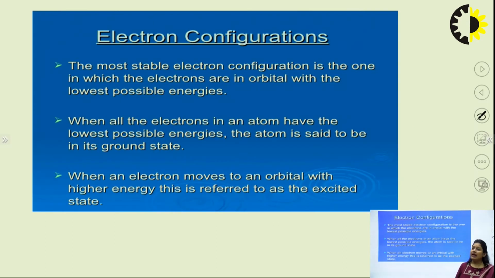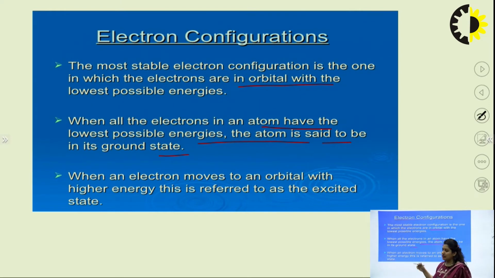So next we have electron configuration. The most stable electron configuration is the one in which electrons are in orbitals with the lowest possible energy. So firstly we have to arrange the electrons in the lowest possible energy, then we assign the electrons to the higher possible energy, and so on. When all the electrons in an atom have the lowest possible energies, the atom is said to be in the ground state.